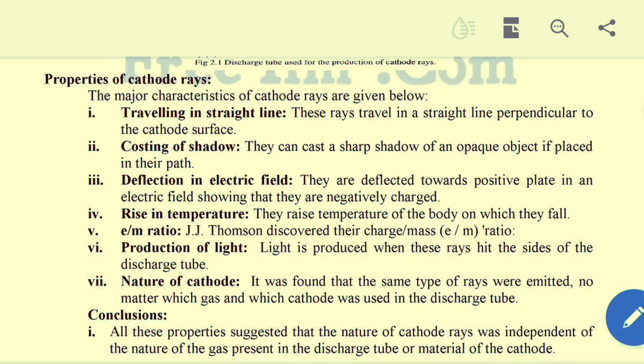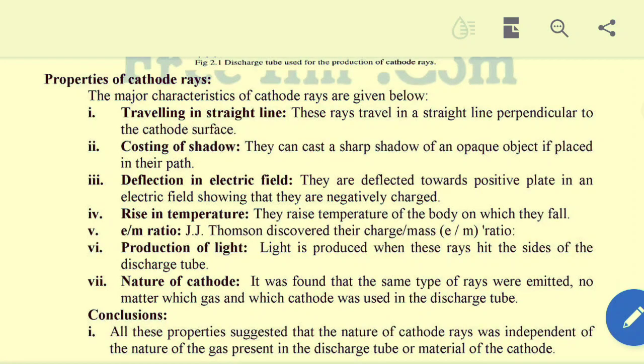The rays travel in a straight line perpendicular to the cathode surface, casting a shadow. It is written casting, you can write casting of shadow. They can cast a sharp shadow of an opaque object if placed in their path. And the third heading is deflection in electric field. They can cast a shadow because they have mass, and that's why when they pass through any object, it can cause a shadow of an opaque object.